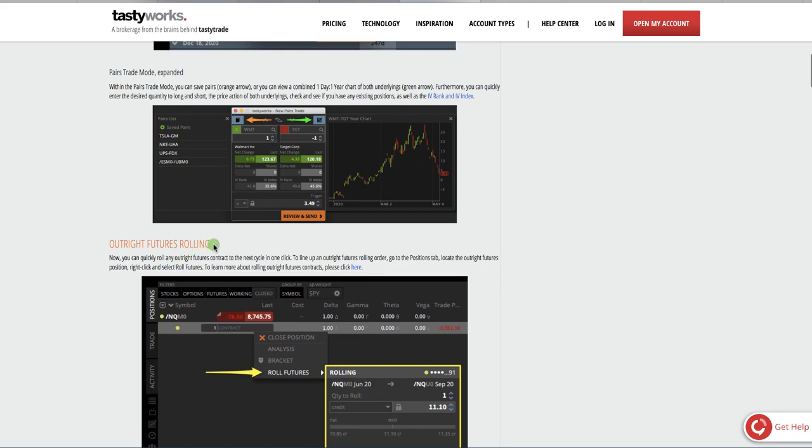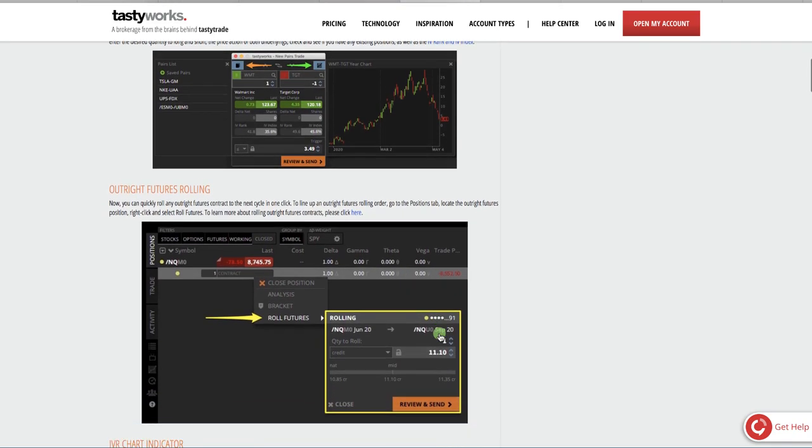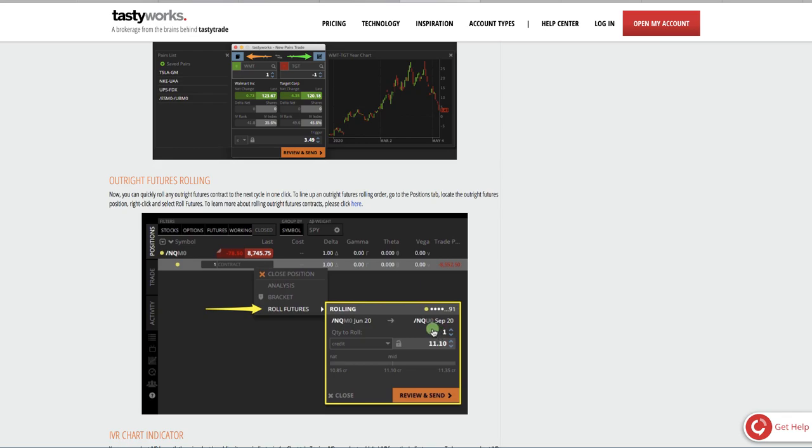The other thing is outright futures rolling. I haven't actually tested this yet, and I'm not even sure if it's available for options on futures. I don't think so. I think it's just if you're trading futures and you're rolling to the next cycle, you can roll that future in one click as opposed to closing one and reopening. I assume options on futures are coming, but I don't believe that's in place yet.